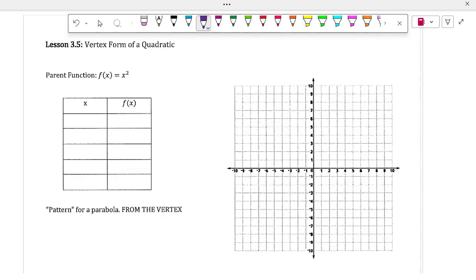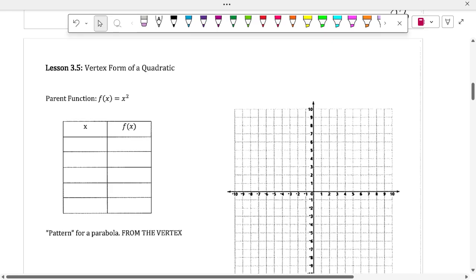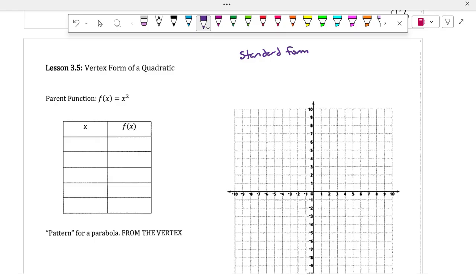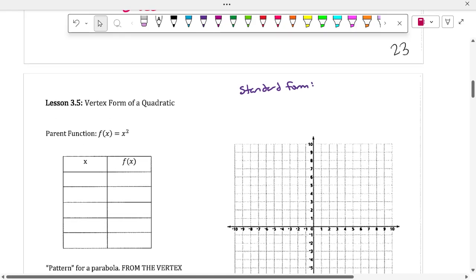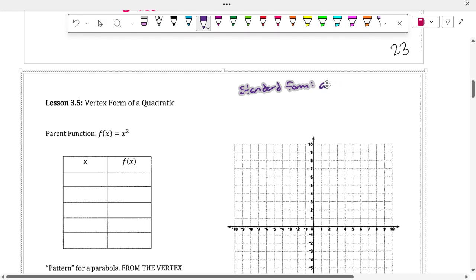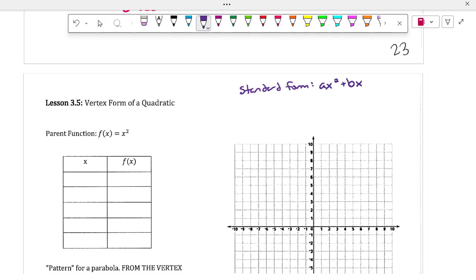All right, so vertex form of a quadratic. So we know that the standard form of a quadratic is what? How we typically write out the standard form of a quadratic? Good, ax squared plus bx plus c. Now, a quadratic can also be written in what we call its vertex form, which we'll go over in more detail, but it's essentially a times x minus h squared plus k. That's typically the formula.